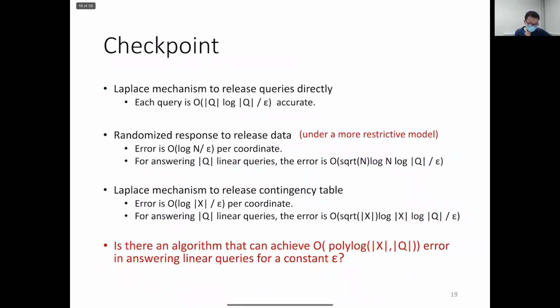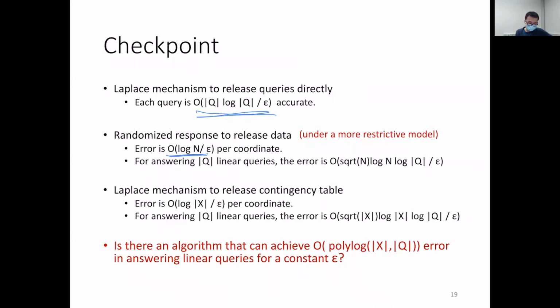Okay, as a quick checkpoint, we've seen that using the Laplace mechanism to release a sequence of queries directly gives us this error. And when we use randomized response to release the data in a more restricted model of linear release, we get this error when n is the number of secret bits.